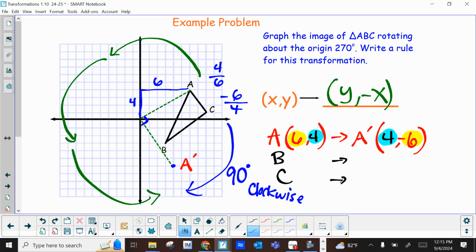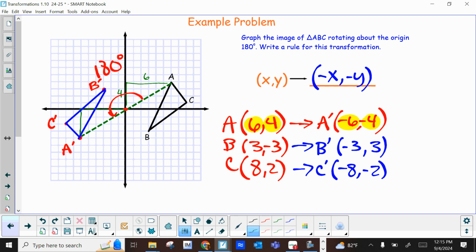So B is at 3, -3. C is at 8, 1. You know what? I just realized that I think I did that wrong. There it is. This C was at 8, 1, not 8, 2. Good thing I caught my mistake. I knew it looked kind of weird. So this should be a 1, which makes this also -1.